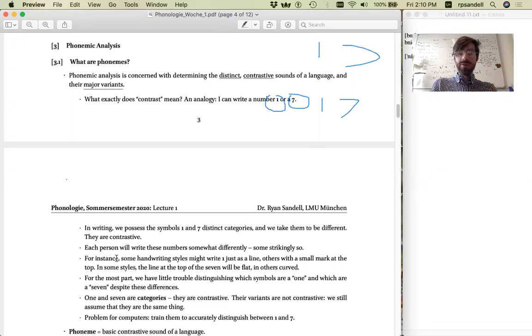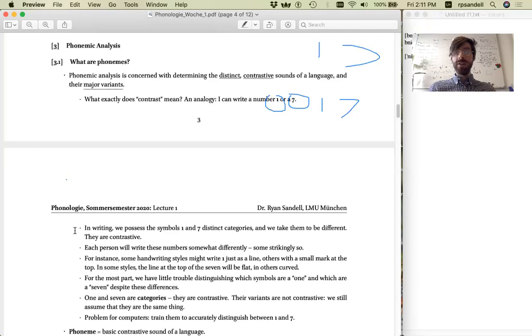So for instance, some handwriting styles might write the 1 as just a straight line, or as we can see in this font, the 1 could have a very small mark at the top. And in some styles, say the top of the 7 will be flat, or it might have a slight curve to it, as it does in the font that I'm using for producing this handout. But what we can say for the most part is that because we've developed the ideas of these contrastive categories of a symbol for a number 1 and a symbol for a number 7, we mostly don't have any trouble distinguishing when a number 1 has been written and when a number 7 has been written.